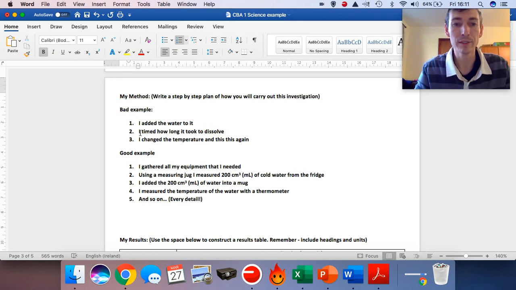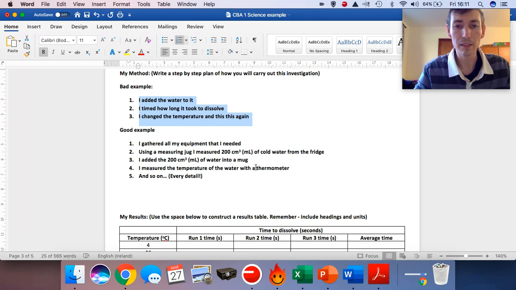Okay, so next step. I timed how long it took to dissolve. I changed the temperature and did this again. This is a bad example because I wouldn't be able to repeat your experiment exactly if I was to follow that method. A good example, okay, first step. I gathered all of the equipment that I needed for my experiment.